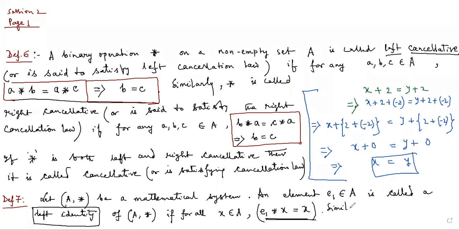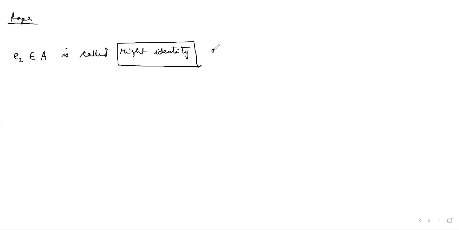Similarly, an element E2 belonging to capital A is called right identity of A star if for all x belongs to A, just the opposite, x star E2 must be equal to x.